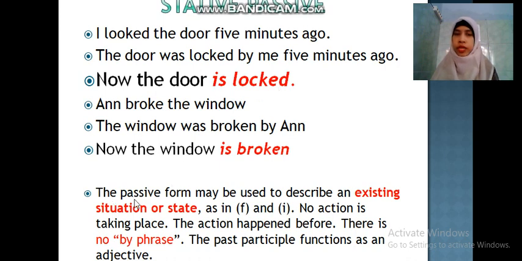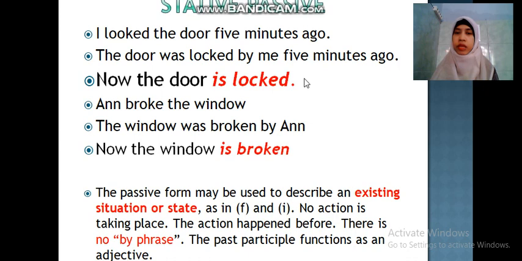Okay, the passive form may be used to describe an existing situation or state. For example, the door is locked and the window is broken. This is an example of an existing situation or state, and no action is taking place. The action happened before. The action happened here, here, and here.